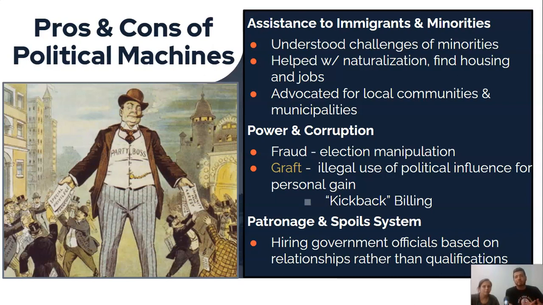As I did mention, though, this is very, very corrupt. They manipulated elections. They had something called graft, which is the illegal use of political influence for personal gain. Again, like trading votes for bribes and things like that. And this is getting into the patronage and spoils system as well. It's the idea that you are going to hire government officials based on relationships and how long they've provided for you, rather than their qualifications.